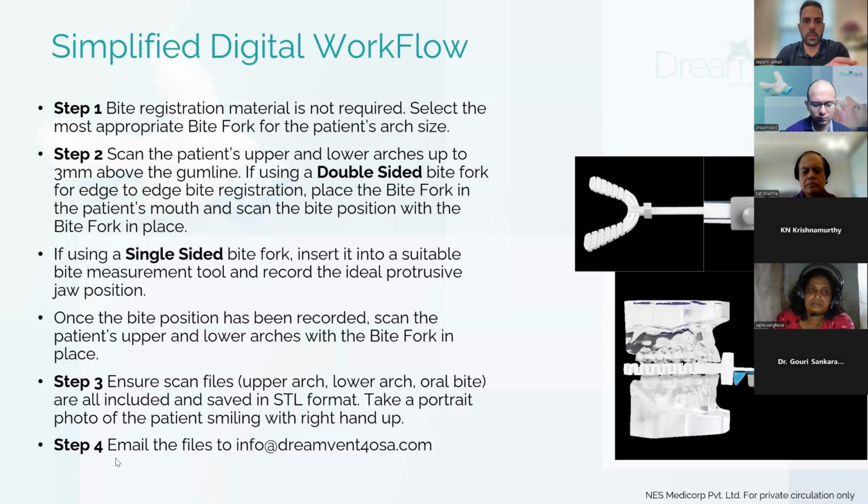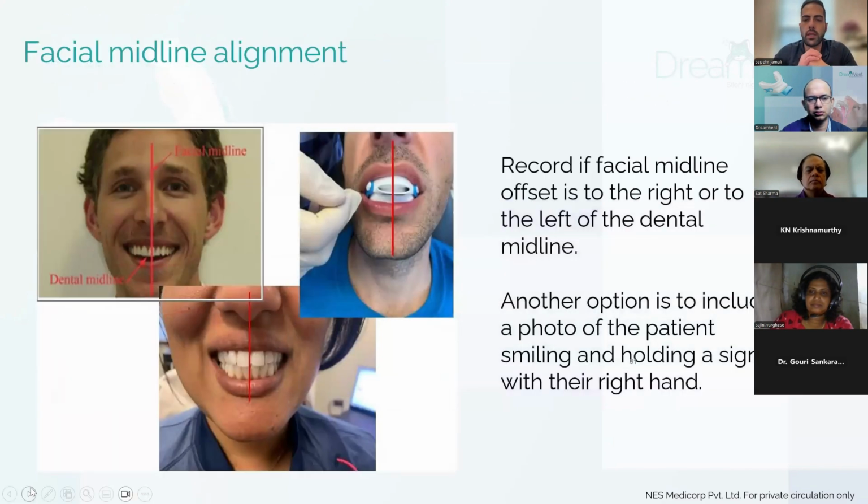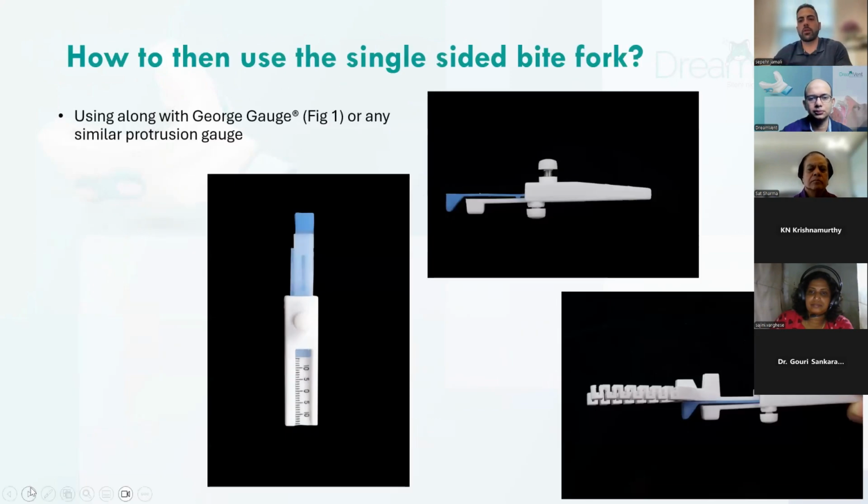But I always try to send both maximum intercuspation and the bite in the desired bite position for the lab, so they can see how much is the difference from the maximum intercuspation to the edge-to-edge bite. So it gives them a clue as well. But if the patient again has more severe class 2 or class 3 malocclusion, we can use the George gauge to know the maximum protrusion and retrusion.